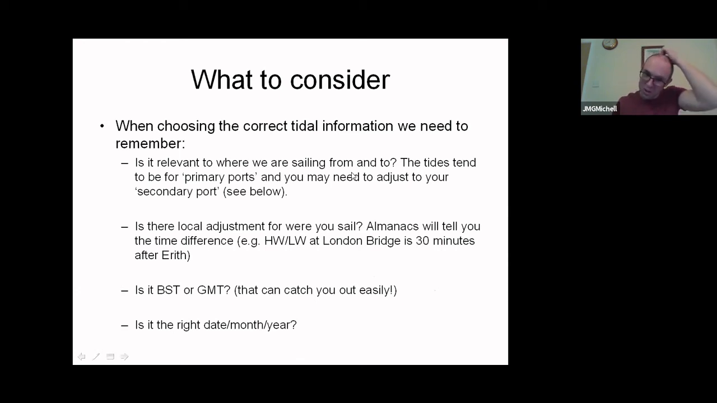So it's always worth just checking before you start that you've got the right one, then checking whether you're in BST or GMT, and then looking at whether the tide table you're actually looking at is a primary port and you need to make adjustments for where you are, or whether it is where you need to be. If you're in, let's say, Portsmouth or Southampton, you can easily just look at that without having to make any adjustments.